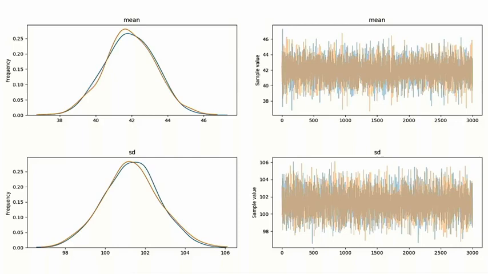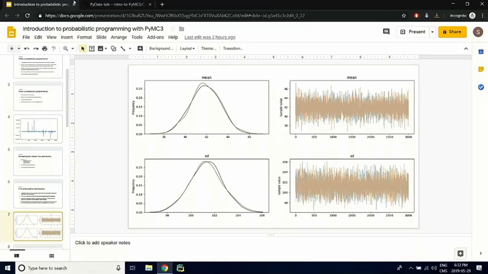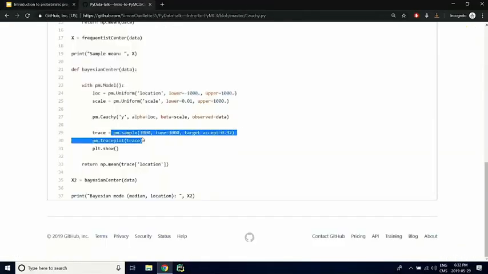So 3000 is there because in my code, when I called pm.sample, I specified this value as the first parameter. So this tells me how many samples I want to draw from my posterior distribution.